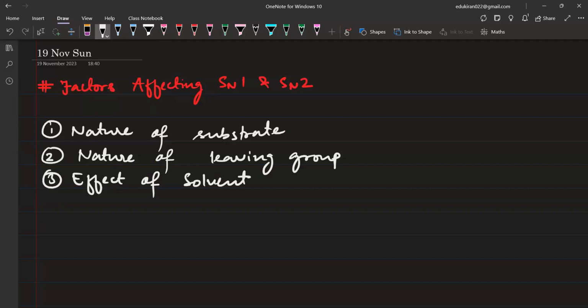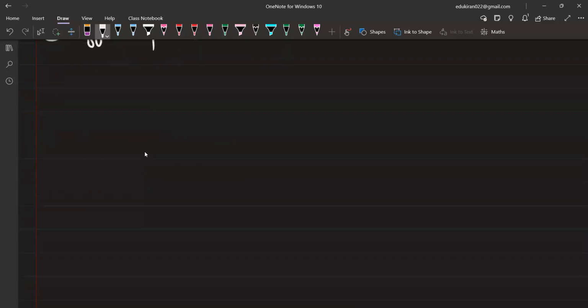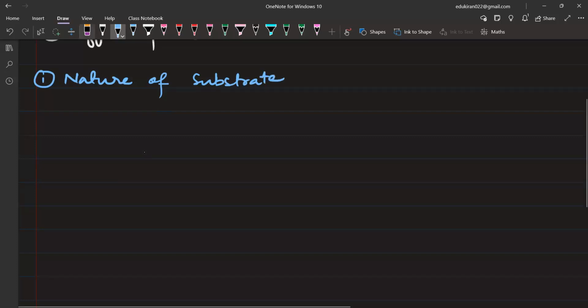Effect of solvent. So first of all, we will look at the nature of substrate, then the nature of leaving group, and then the effect of solvent. That is the last portion. Okay. So first of all, let us look at the nature of substrate. Now, in nature of substrate, we will look at two different reactivities, the reactivity of SN1 as well as the reactivity of SN2.